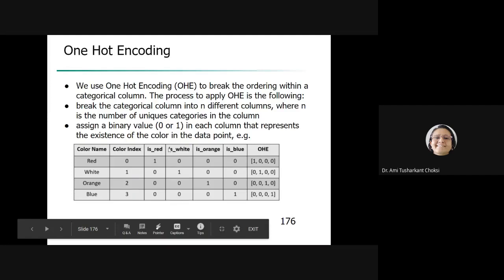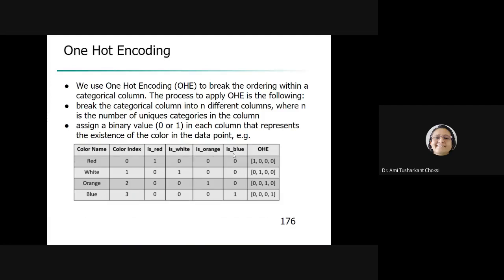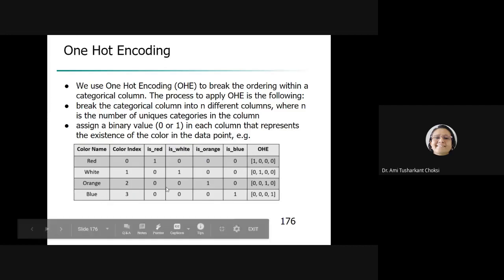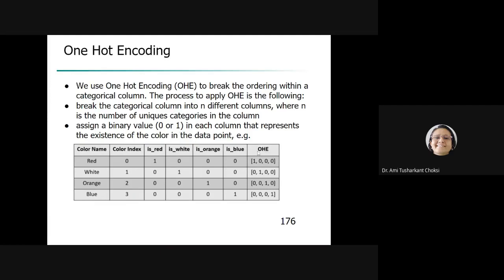whatever columns we have according to this, that is is_red, is_white, is_orange, is_blue, for our example, we assign the numbers 1 or 0, that is the binary value, fine. And then we can say what its OHE, that is one hot encoding representation, will be: one array having 4 numbers, right? And they are binary numbers. I mean to say they are only 1 and 0, fine. So that's what we have done.